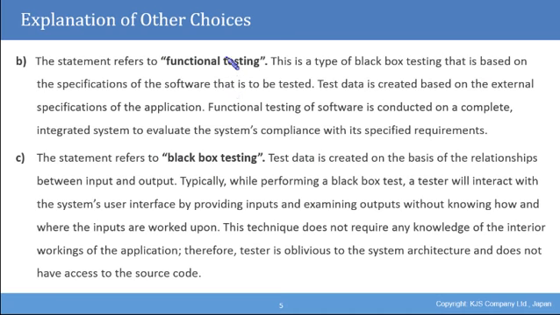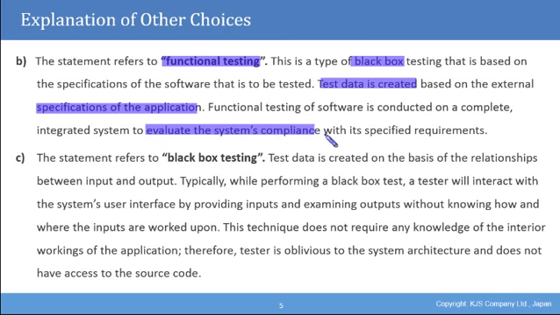Let's have a look at the explanation of the other choices. B. The statement refers to functional testing. This is a type of black box testing that is based on the specifications of the software that is to be tested. Test data is created based on the external specifications of the application. Functional testing of software is conducted on a complete integrated system to evaluate the system's compliance with the specific requirements.